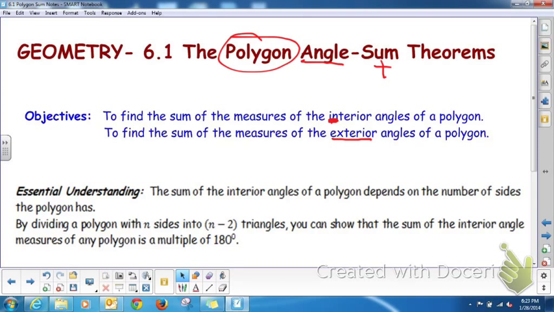It's essential that you understand the sum of the interior angles of a polygon depends on the number of sides the polygon has. So that's the variable. It depends on the number of sides. By dividing a polygon with n, the number of sides, into the number of sides minus two triangles, you can show that the sum of the interior angles measure of any polygon is a multiple of 180. So we're going to explore that today, and you discovered that in today's class through the activity.